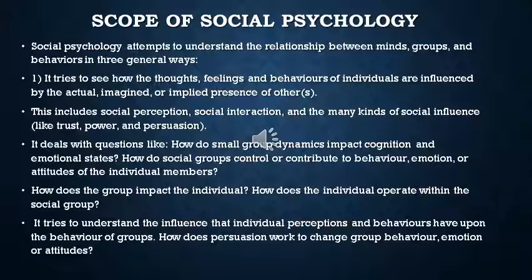As we will find in this slide, social psychology attempts to understand the relationship between minds, groups, and behavior in three general ways. First, it tries to see how the thoughts, feelings, and behaviors of individuals are influenced by the actual, imagined, or implied presence of others.